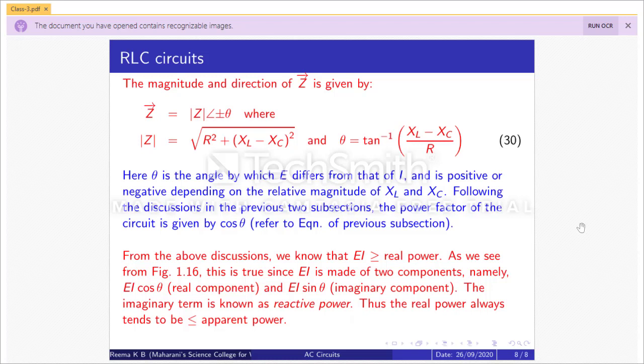From the above discussions, we know that EI is greater than or equal to real power. As we see from figure 1.16, this is true since EI is made of two components, namely EI cos theta, which is called the real component, and EI sin theta, which is the imaginary component. The imaginary term is known as reactive power. Thus, the real power always tends to be less than or equal to apparent power.